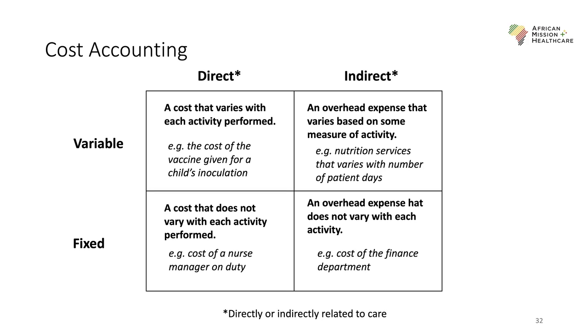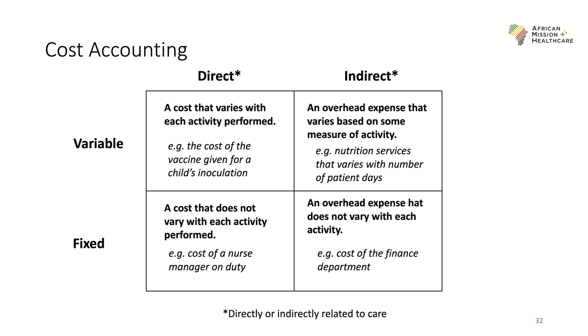A fixed cost, on the other hand, is one that doesn't vary with each activity performed. Maybe there's a nurse manager on duty for the entire clinic when a variety of services are being performed, and the number of nurse managers on duty doesn't vary with each additional inoculation that's given.